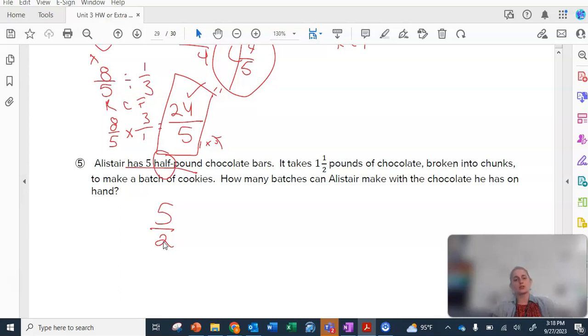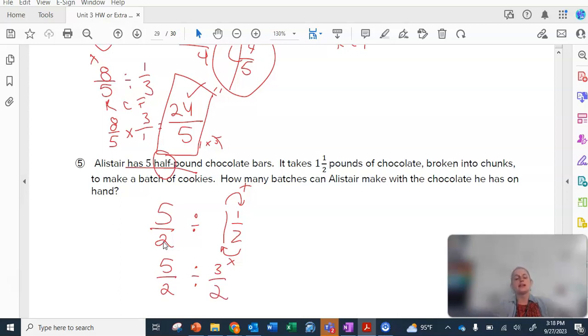How many batches? Okay, we start with the number he has. We split it into groups the size of what he needs to make a batch of cookies. 5 halves is already a fraction, but 1.5 is not, so I'm first going to just change it to an improper fraction. 2 times 1 is 2, plus 1 is 3.